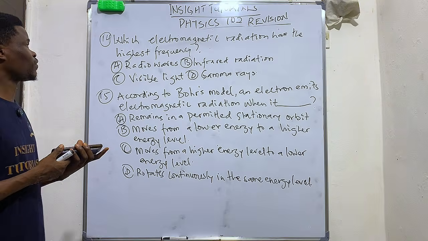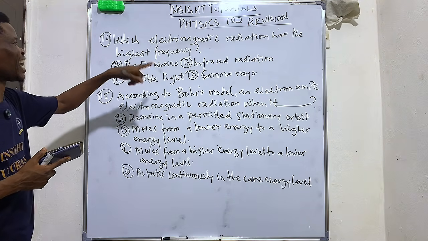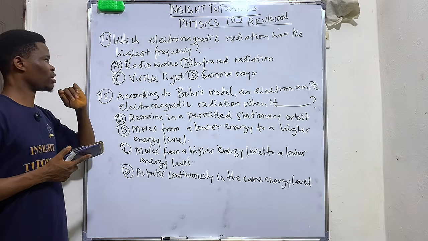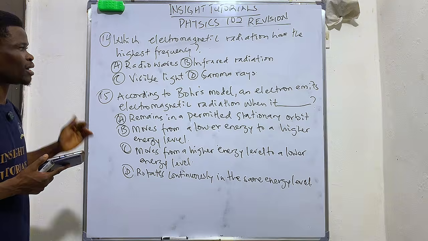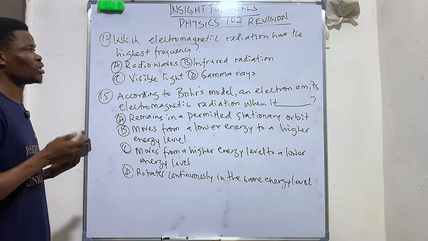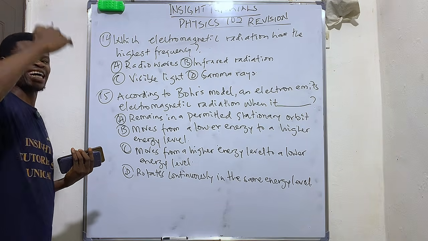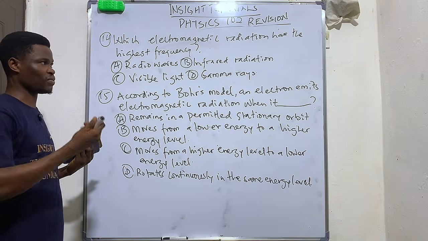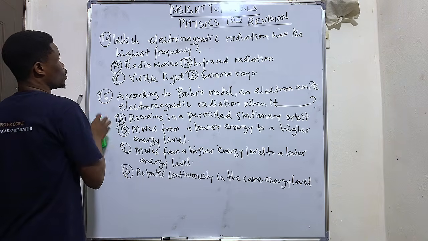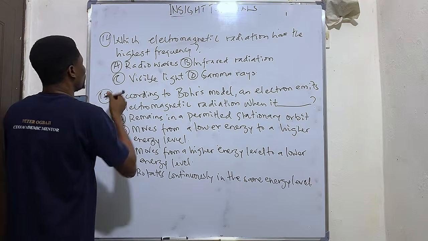We have another question here. Which electromagnetic radiation has the highest frequency? We have radio waves, infrared radiation, visible light, gamma ray. For us to be able to answer this question, I need to tell you about the electromagnetic spectrum in order of ascending frequency, as in from the lowest to the highest.